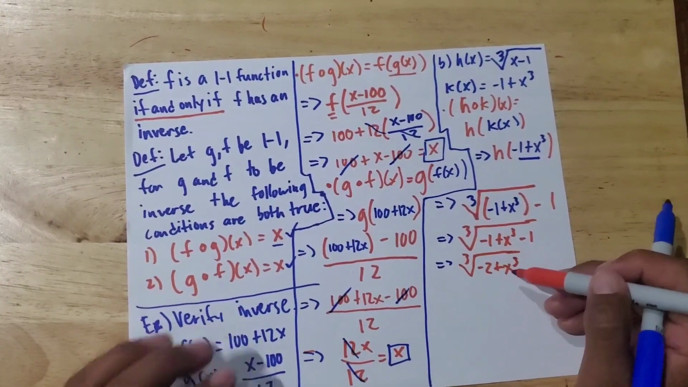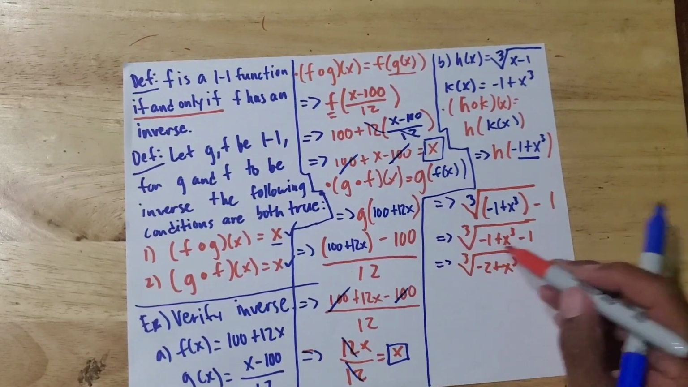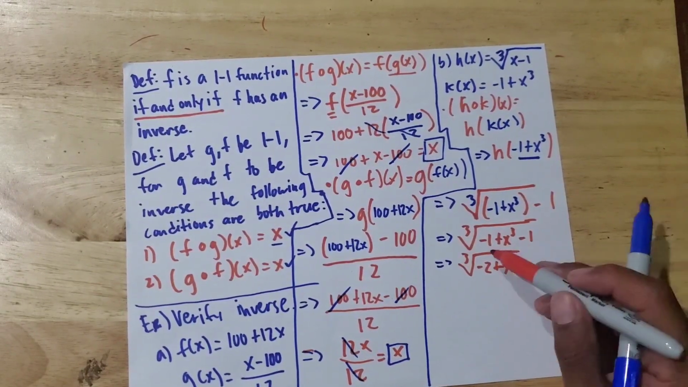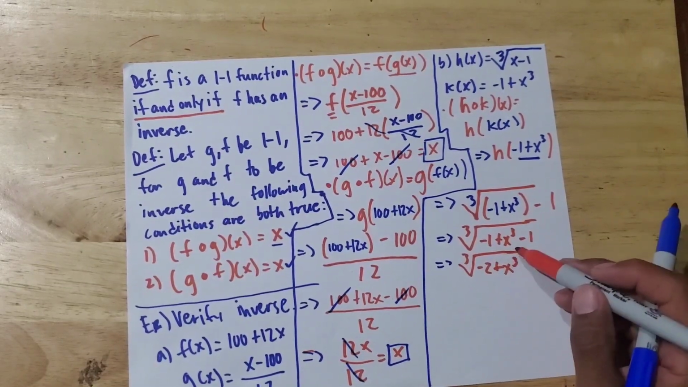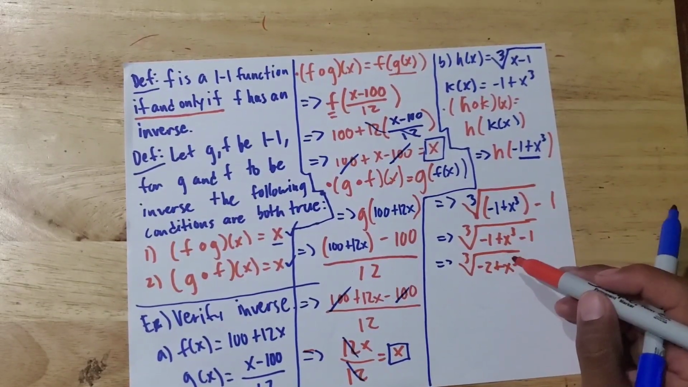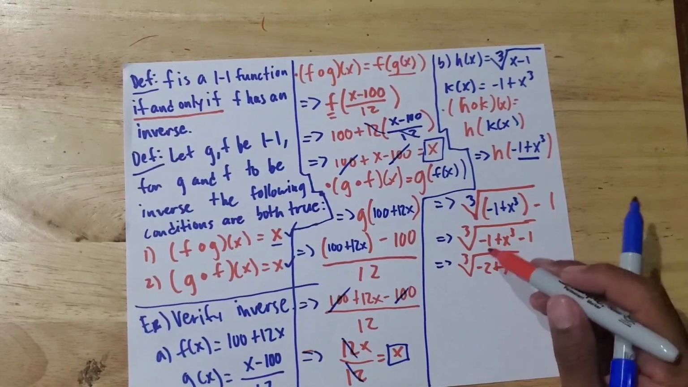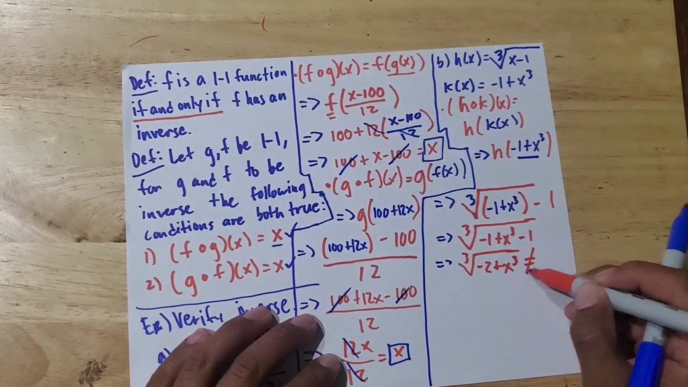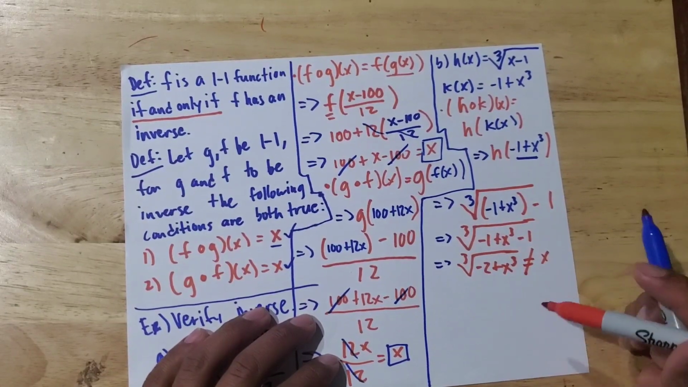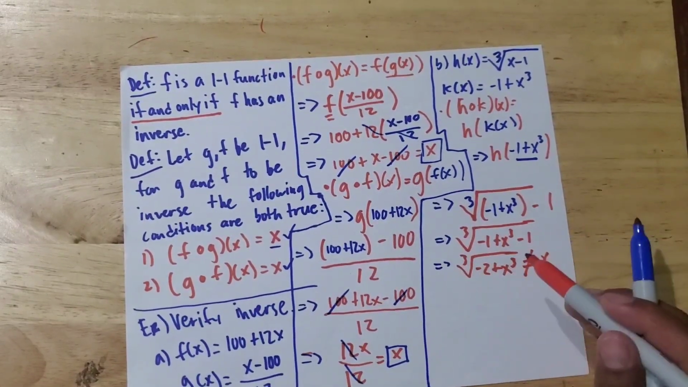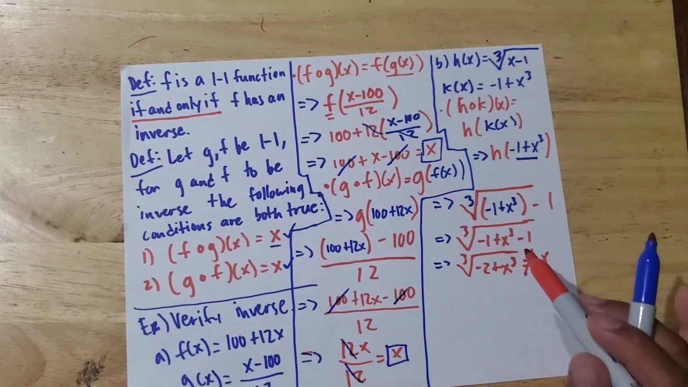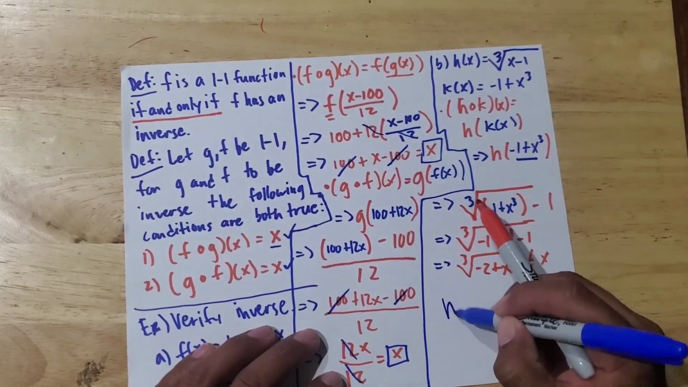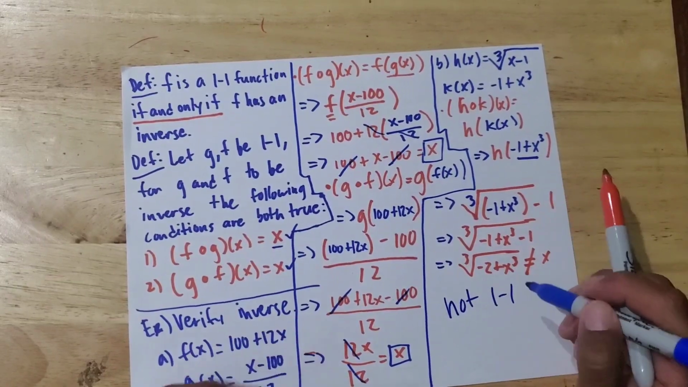And then there's nothing else I can do here, because if one of these was positive, that would have been perfect. It would have canceled out and I probably would have had something to work with. But the fact that this did not simplify to x, that means, again, it has to work in both directions. So the moment it doesn't work in one direction, you automatically know it's not one-to-one.